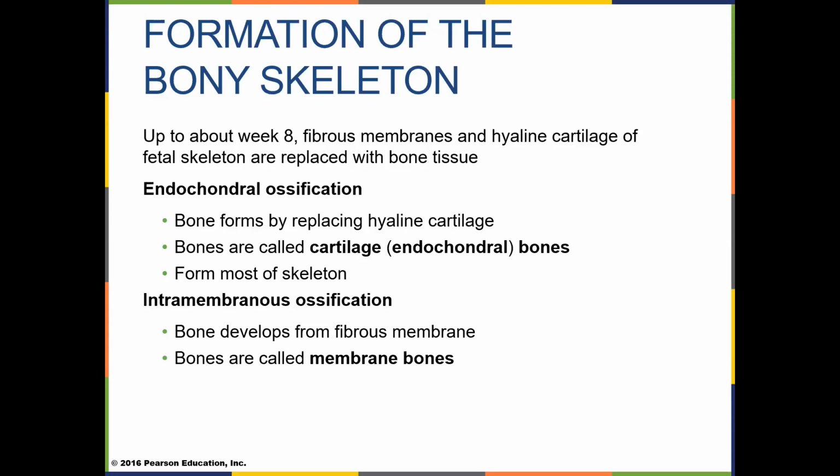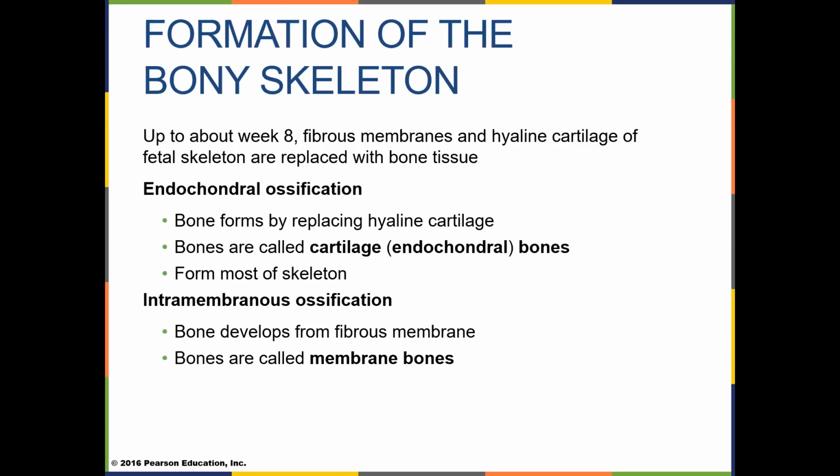The other portion of our skeleton's formation is through what's known as intramembranous ossification. So we have endochondral ossification for most of our skeleton, and we have intramembranous ossification for the remainder. It turns out these are bones that develop from a fibrous membrane. The bones of the skull, the parietal, the temporal, the frontal, and the occipital, are going to form from intramembranous ossification, as well as the clavicle. I don't know why the clavicle has to be that way, but it is.